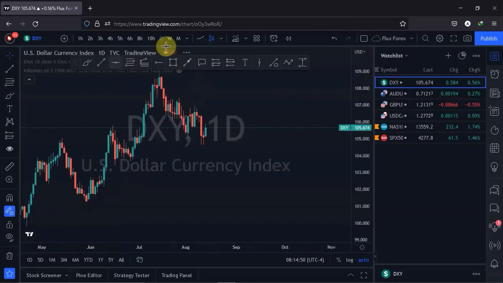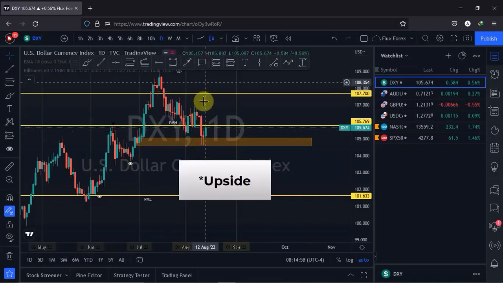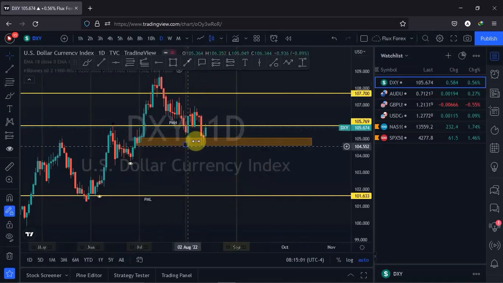Going into next week, I want to see price continue to push to the downside. If these lows are cleared, then definitely we are going to see price push to the downside long term. But still, I don't see the dollar index being bearish anytime soon. It is still strong.